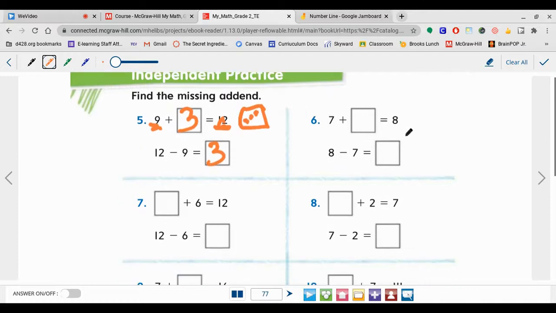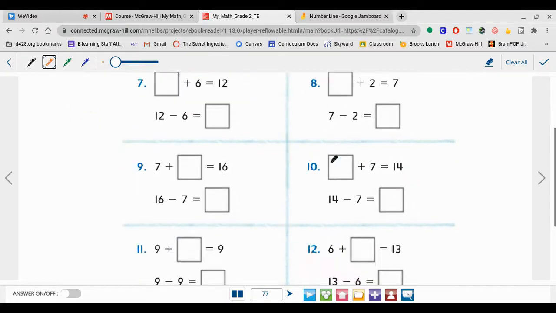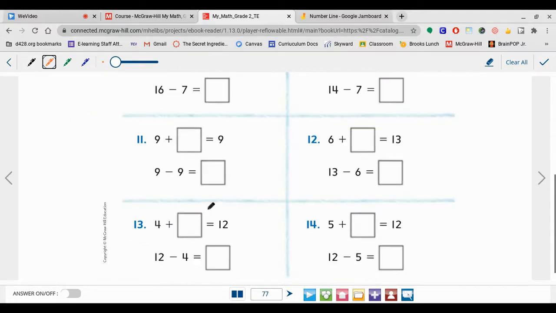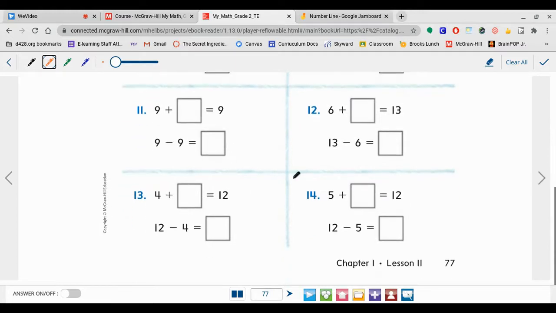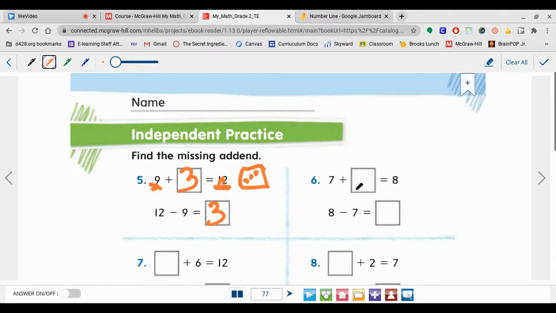All right. So let's go ahead and take a look. I want you to work on numbers 6, 7, 8, 9, 10, 11, 12, 13, 14. So you're going to do this whole page, all right? So 6 through 14. I want you to work on those on your own right now. You're going to pause the video, do those problems, and when you are all done, then you'll come back and we'll go over those together. So pause your video now.